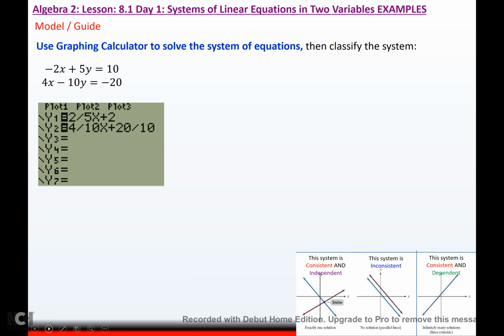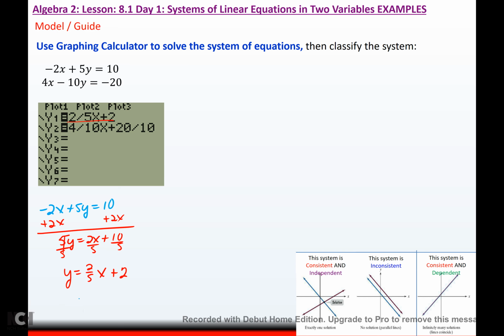Alright, so on this one, oops, I meant to animate that. On the top one, negative 2x plus 5y equals 10. If I get y alone, I'm going to add 2x. That gives me 5y equals 2x plus 10. Divide by 5, I get y equals 2/5 x plus 2. So I type that in for y1.